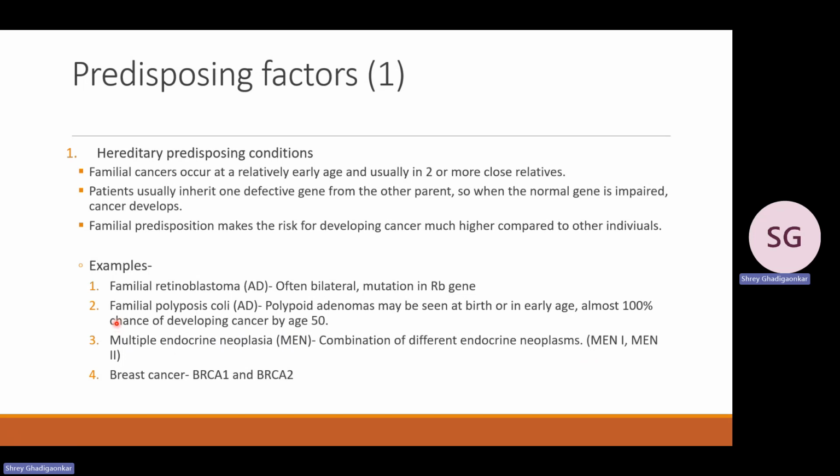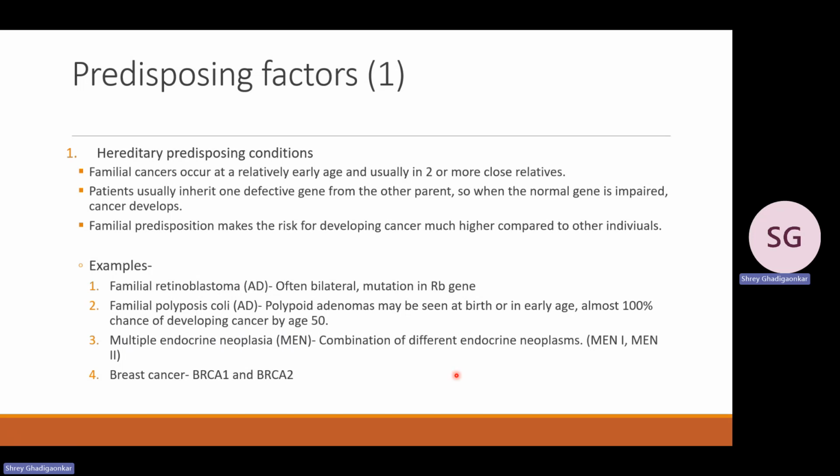Whenever you talk about anything in general pathology, you want to talk about certain examples as well, so the examiner knows that you know your stuff and you can relate it. In this, you have certain examples like familial retinoblastoma. This is an autosomal dominant inheritance pattern, and it's associated with bilateral retinoblastomas, and the gene involved is the retinoblastoma gene. You also have familial polyposis coli.